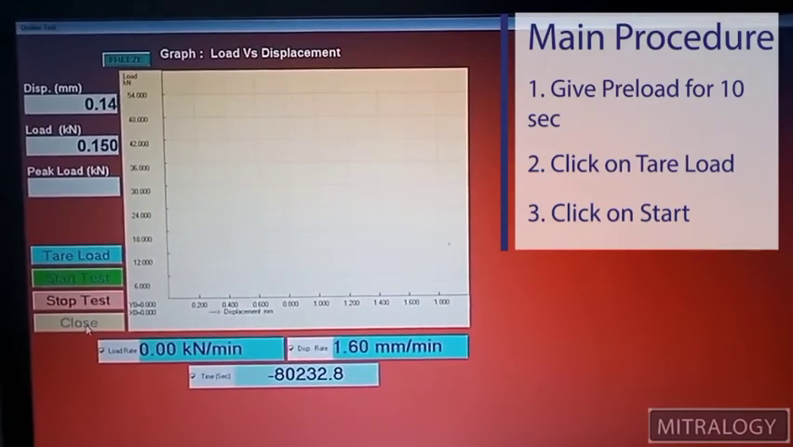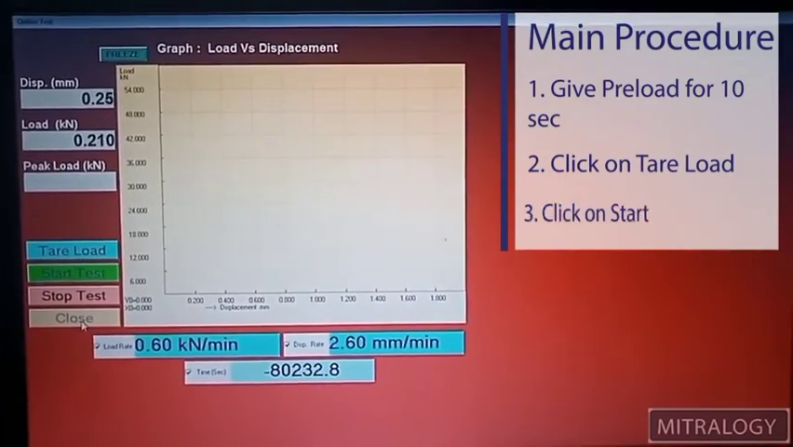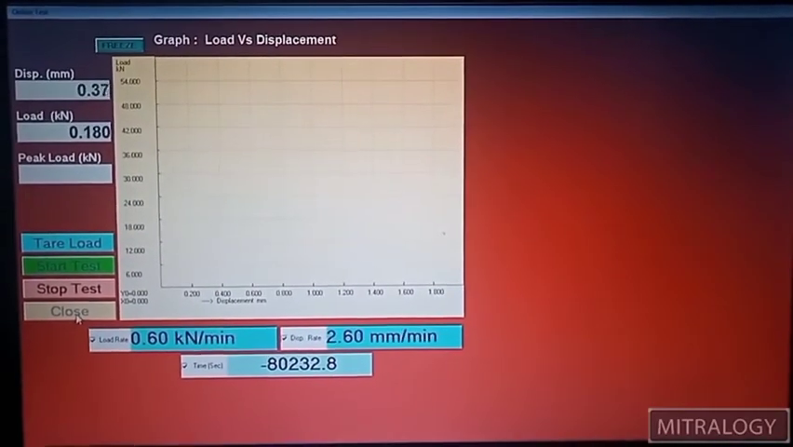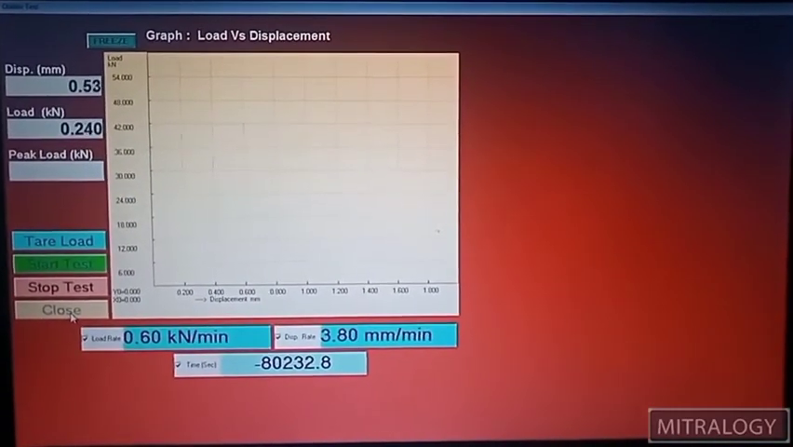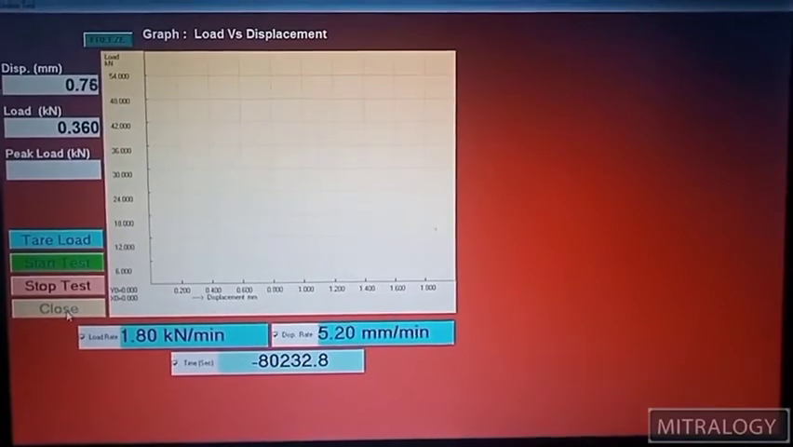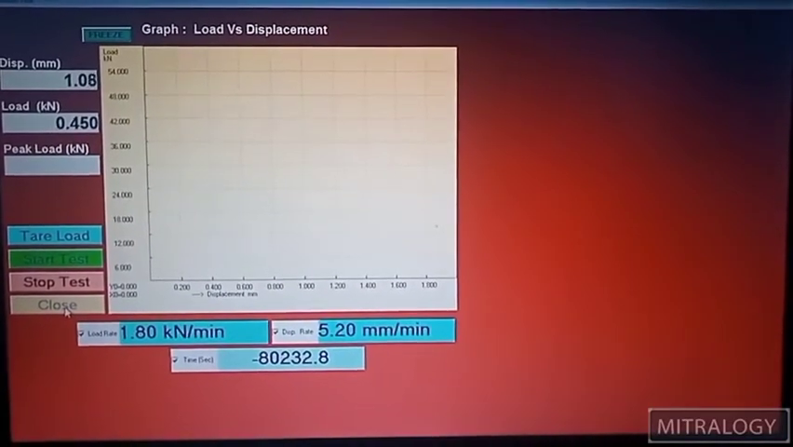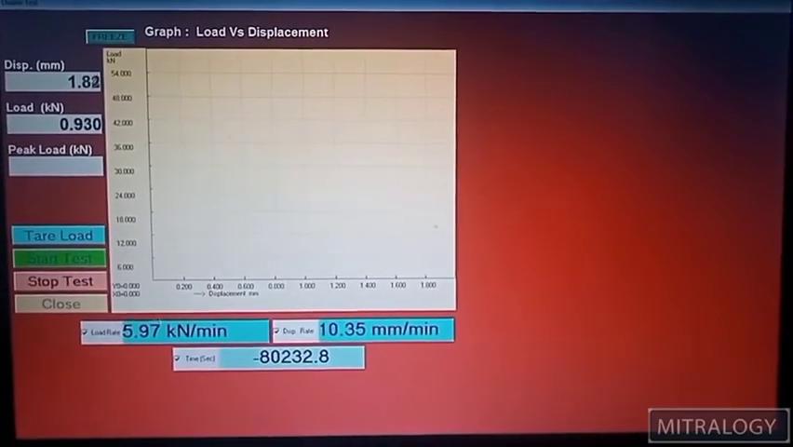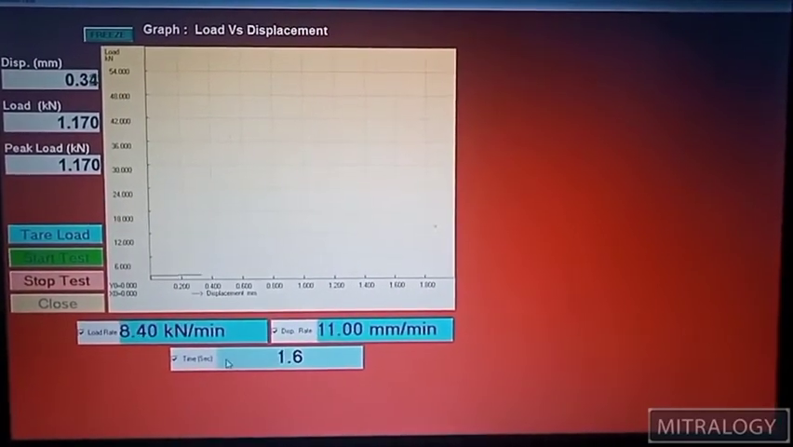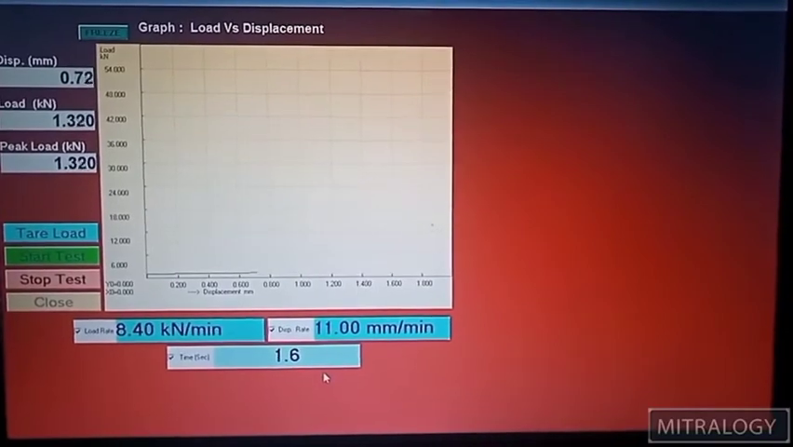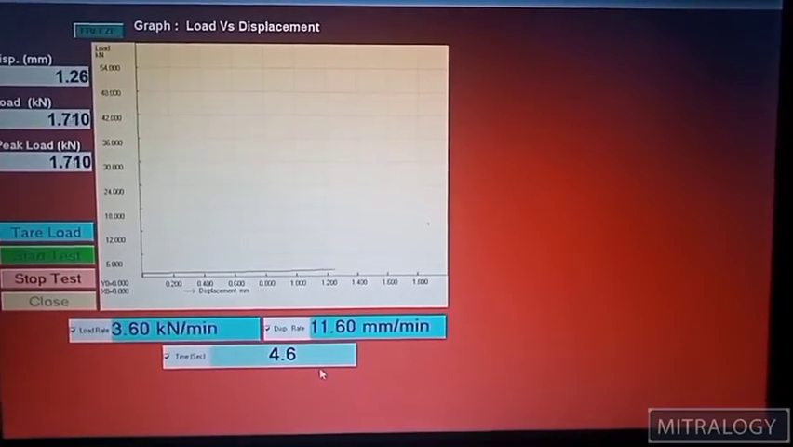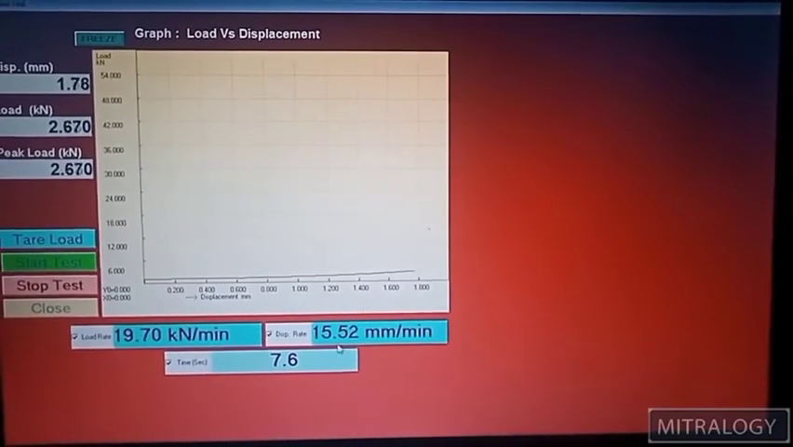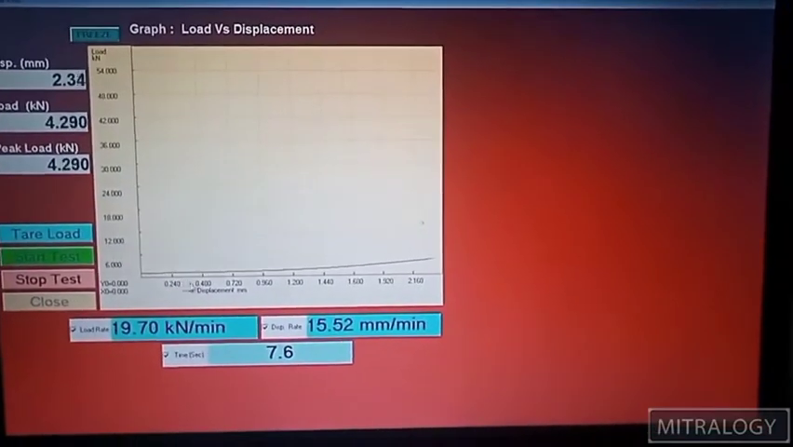As you can see, the load is increasing gradually. And you can see below the load rate, displacement rate and time. And the graph is being made now.